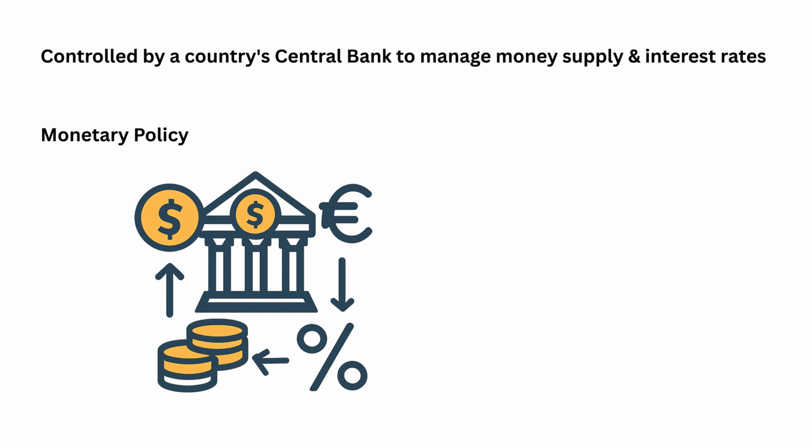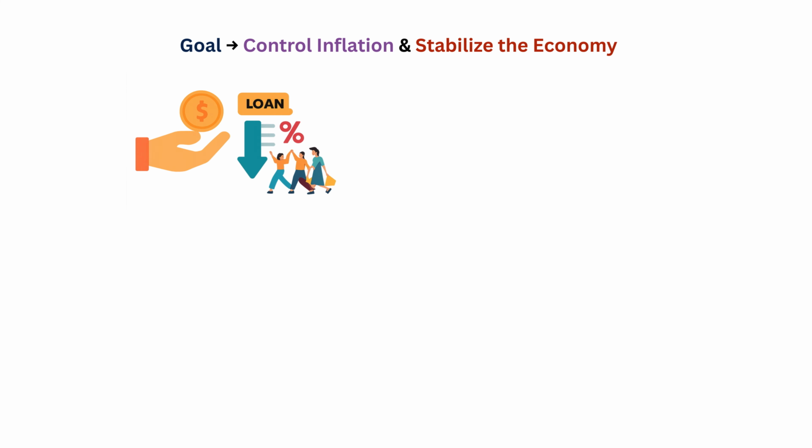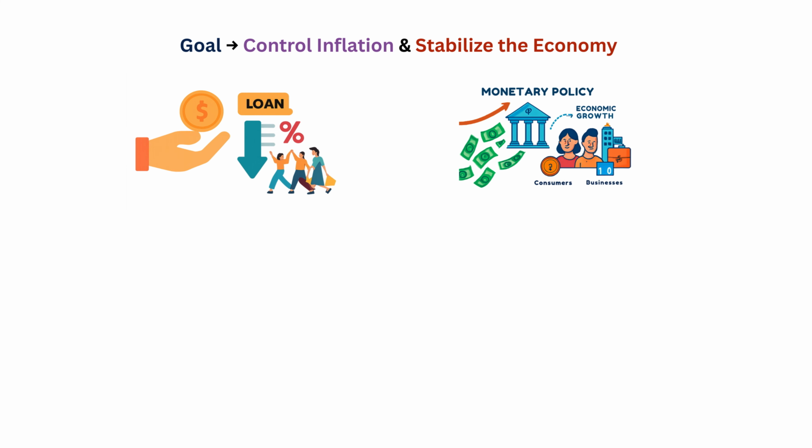Monetary policy. Monetary policy is the control of the money supply and interest rates by a country's central bank. Central banks, like the U.S. Federal Reserve, use monetary policy to control inflation and stabilize the economy. By lowering interest rates, they make borrowing cheaper, which encourages spending. By raising rates, they make borrowing more expensive, which slows down inflation.